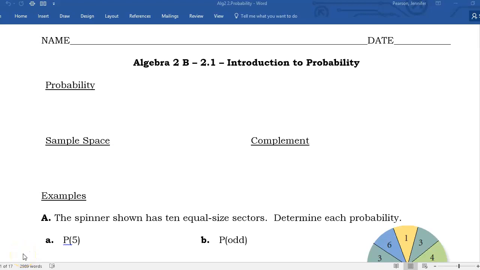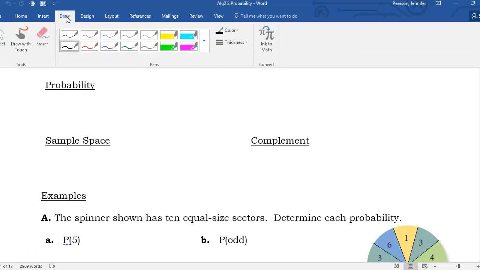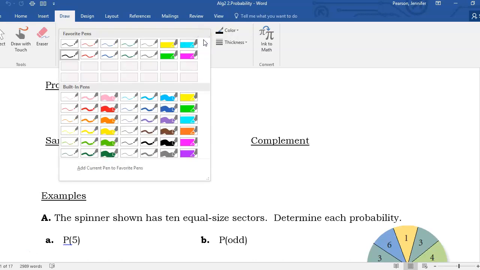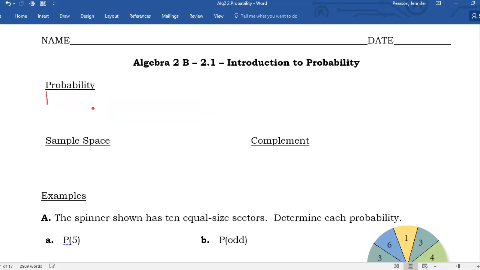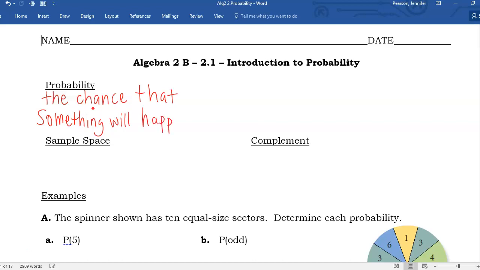This is Algebra 2B, Lesson 1 for probability. So, probability is the study of chance or likelihood. And normally we represent our probabilities either as fractions or decimals or percents.